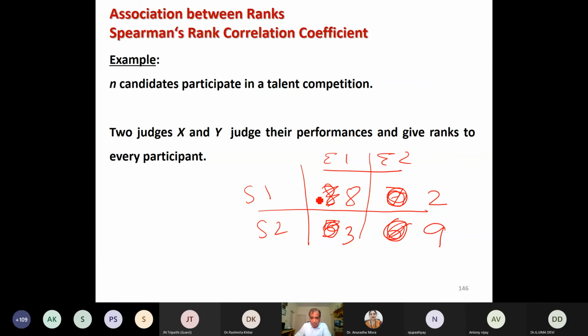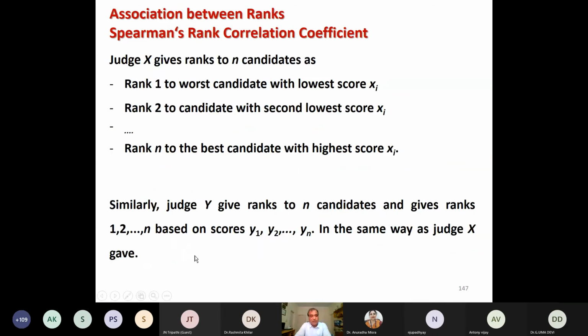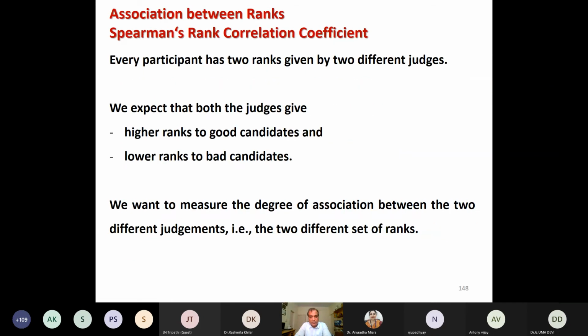We are not working on the raw 8 and 3, but we will see the ranks. For example, this value is rank 2 and this is rank 1, and so this is rank 1 and this is rank 2. So we will be finding the correlation coefficient between 2 and 1, and 1 and 2, this type of xi, yi. So these are the ranks here. That is what I just showed you here.